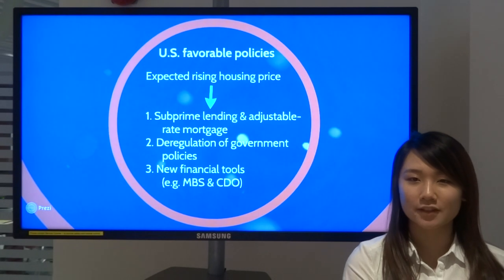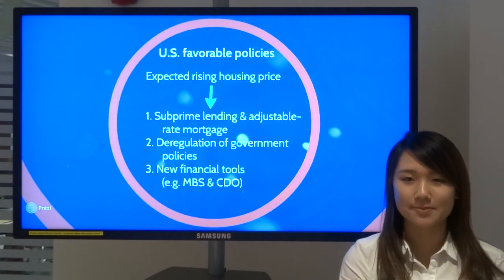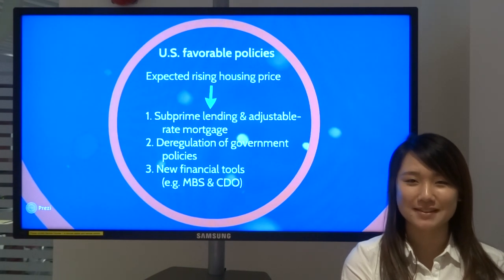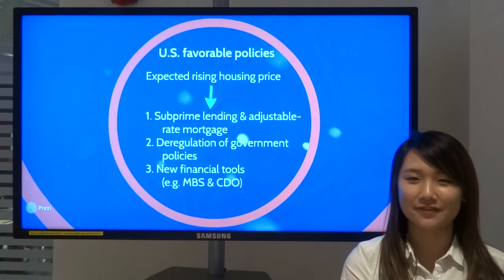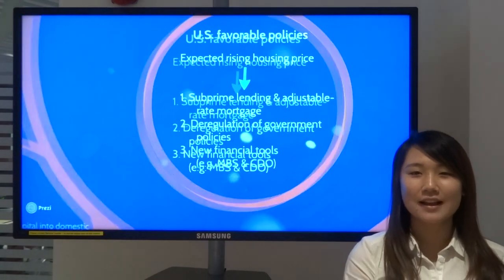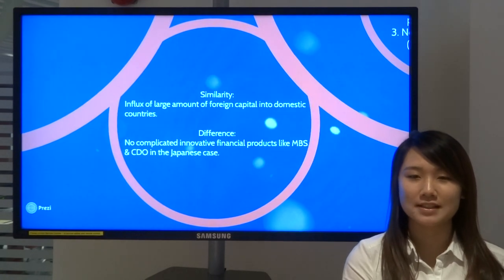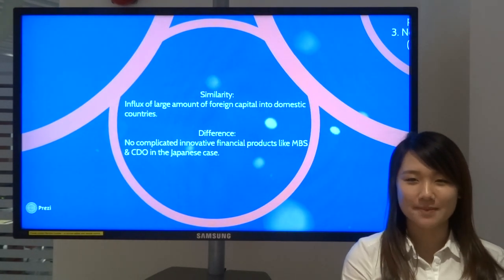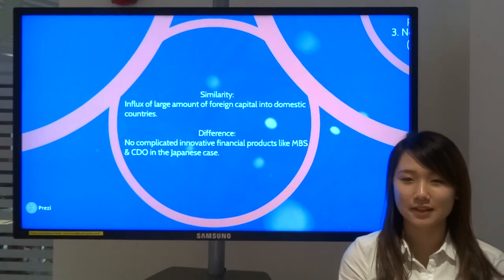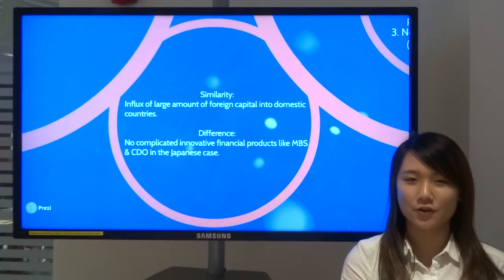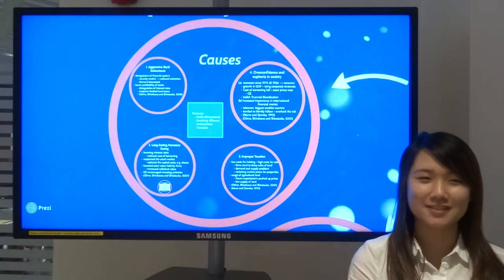With the deregulation of government policies in the 1970s and new financial tools like mortgage-backed securities and collateralized debt obligations, more investors around the world were attracted to invest in the housing market of the US. In both cases, there was an influx of large amounts of foreign capital into the domestic countries. However, the Japanese case, unlike the US, did not have complicated innovative financial products like the MBS and the CDO. I will now hand over the time to Ronald to talk about the causes of the bubbles.